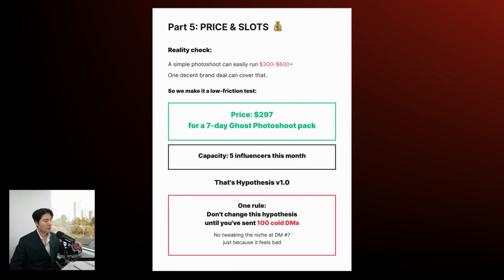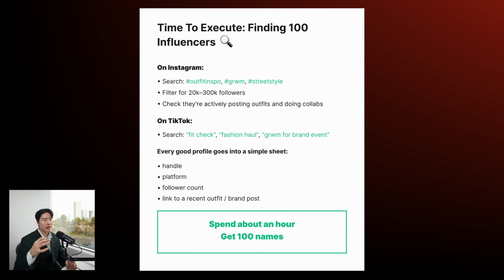The one rule: don't change this hypothesis until you've sent 100 cold DMs. No tweaking the niche at DM 7 just because it feels bad. Time to execute. Find 100 influencers on Instagram and TikTok, search outfit, street style, and filter for 20,000 to 300,000 followers, and check their activity posting outfits and doing collabs.